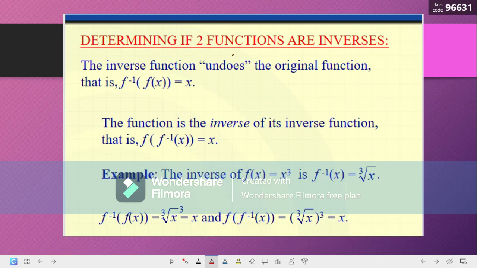Okay, so determining if two functions are inverses: the inverse function and the original function, that is, if the inverse of f of x is equal to x, the function is the inverse of its inverse function. Example, the inverse of f of x is equal to x cubed is f inverse of x is equal to cube root of x. So f inverse of f of x is equal to the cube root of x cubed, which is equal to x. And f of f inverse of x is equal to cube root of x quantity cubed, which is equal to x. Since the resulting values after doing the composition operation are x, therefore they are inverses of each other.